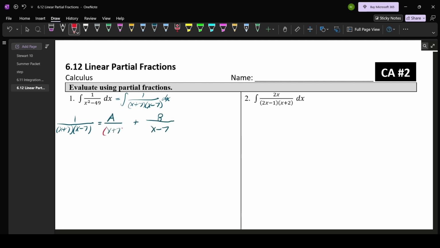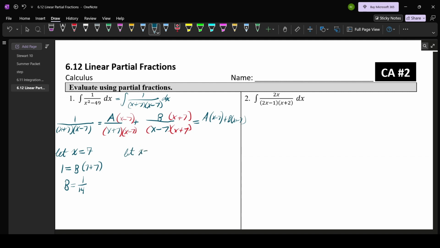Again, as you do more and more of these, you won't need this intermediate step. Let x equal 7. That'll give us 1 equals, well, if x is 7, this cancels out, and we're left with b times 7 plus 7. And with a little bit of algebraic manipulation, you'll determine that b is 1/14.